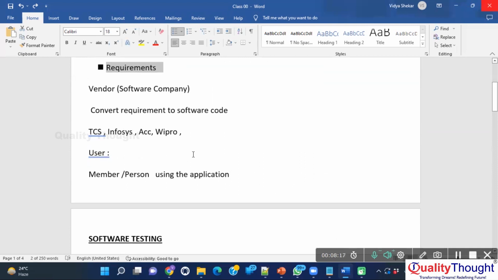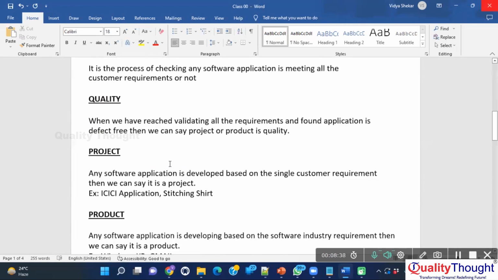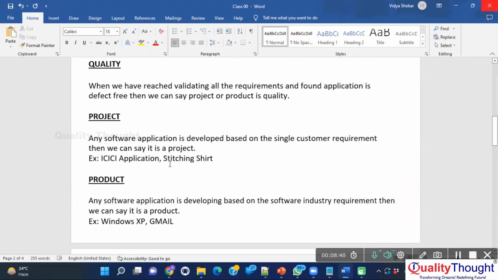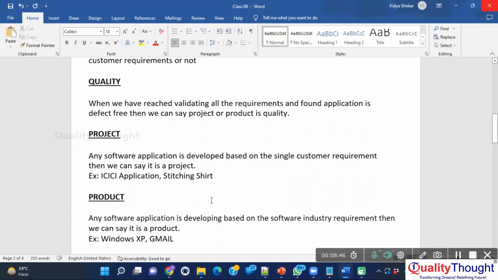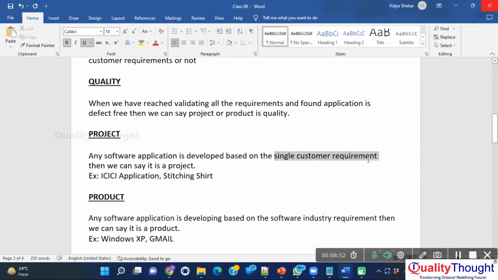Yes, sir. Whenever it comes to software companies, it is classified into two types. I think I've told you in the first class, but I want to give you very good notes and start the concepts from the beginning. One is service based, and one is product based. What do you mean by service based companies? For example, if Infosys is working for ICICI Bank, the application developed for a single client or a single customer requirement, then we call it a service-based company, and that application is called a project.